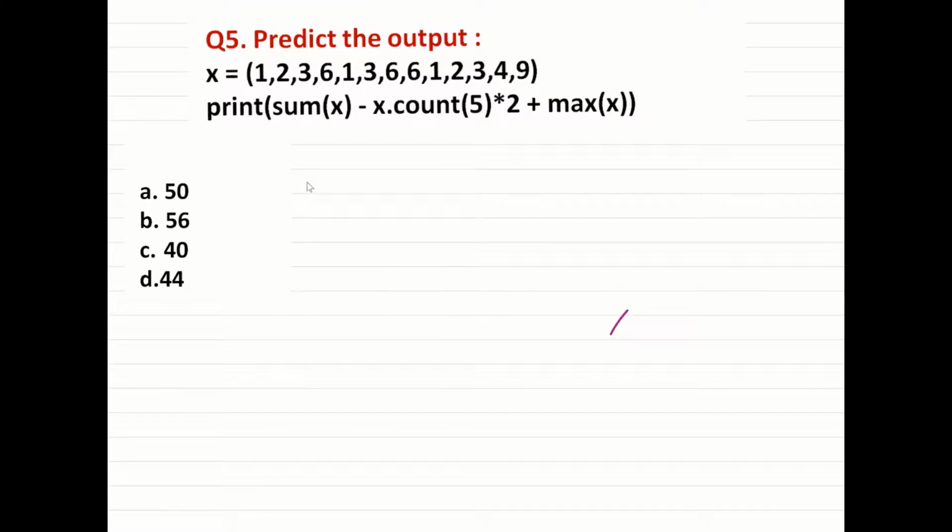Predict the output. Here again a tuple containing some values is given. You have to find out the output of this statement. Now sum of x. If you find out the sum of all these numbers, that is 1 plus 2, 3 plus 3, 6, 12, 13, 16, 22, 28, 29, 31, 34, 38, 40. And 38 plus 9 is 47. So the sum of this is 47.